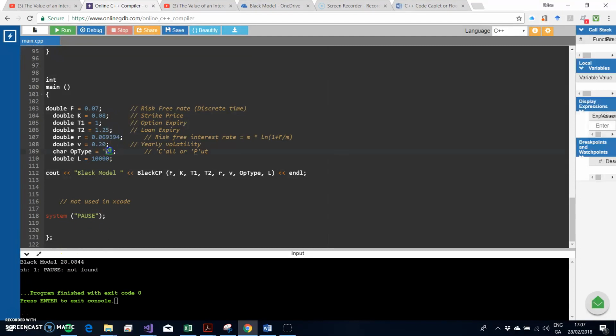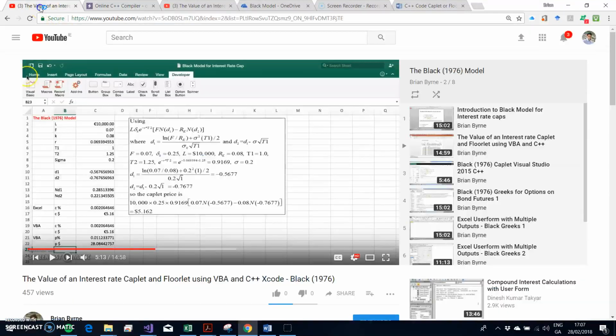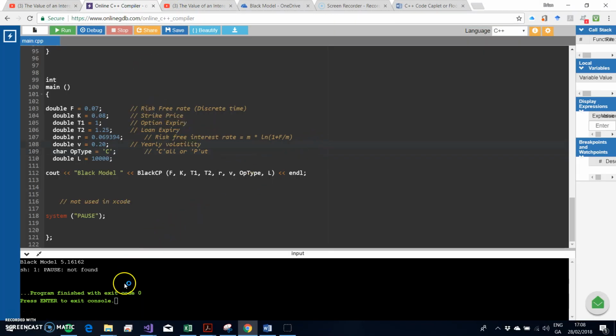If it was a call option, we could change P to C and run again, and then we should get the familiar 516 like what we had before for the put. For the floorlet, 28. The value of the option itself, just purely using the Black model without adjusting for the principal, would be 0.002. But when we multiply by 10,000 and adjust for the period in question, we get, for the caplet, 516, which is consistent with before.